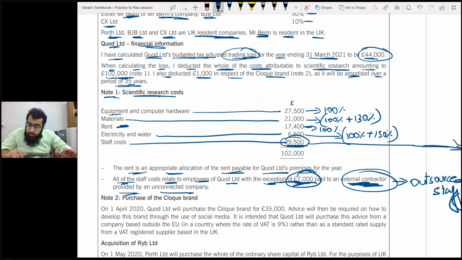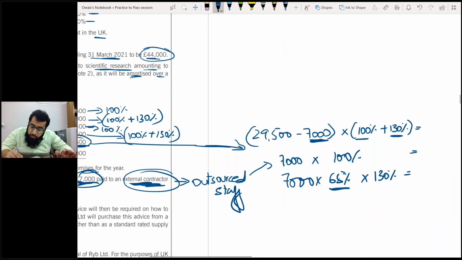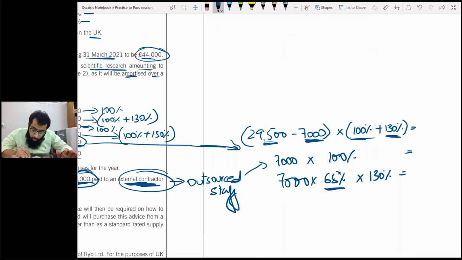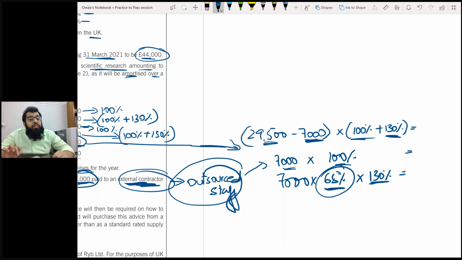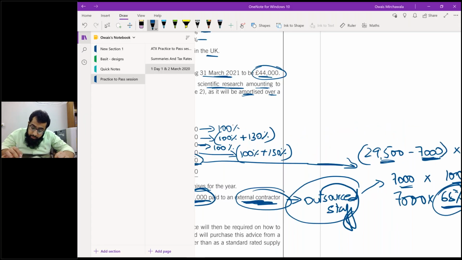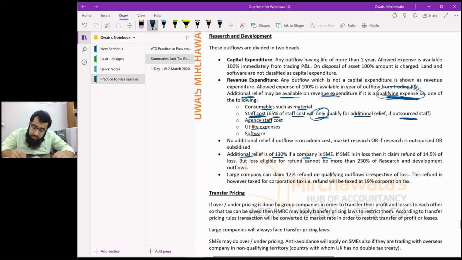29,500 minus 7,000. On normal staff cost, you get normal and additional both. But on the outsourced staff, 100% relief is available, but additional relief will only be available on 65% portion. Read it here. 65% of staff costs will only qualify for additional relief if outsourced staff. If the staff is outsourced, only 65% will qualify for additional relief.